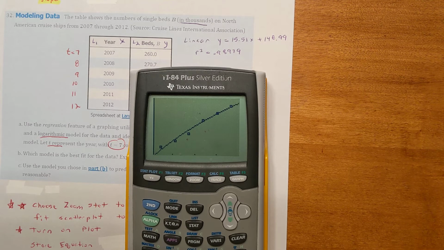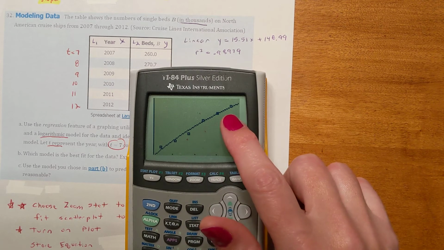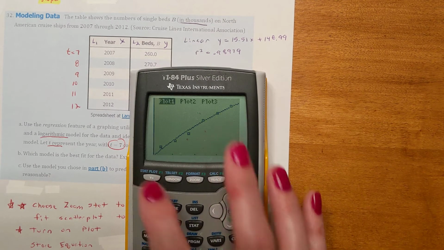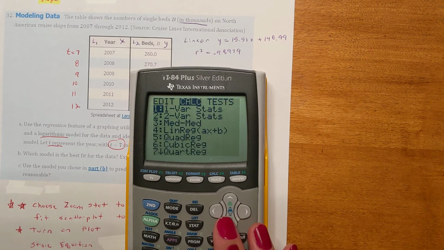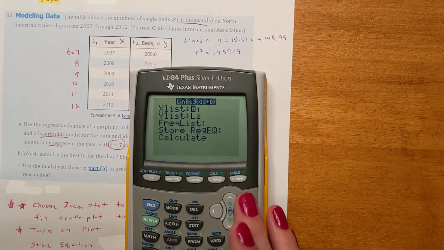And, well, did we do that? Let me see, what's under Y? Oh, I have something. Oh, I had it in there already. I don't think I showed you how to do that. Let's go back to that. So, back to Stat, calculate linear regression, which was choice 4.